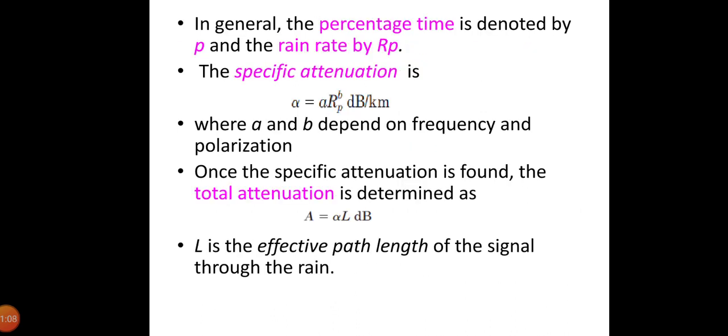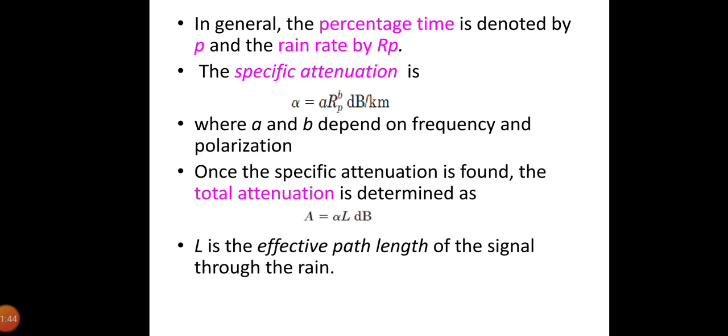The specific attenuation alpha is written as alpha = a × Rp^b, where a and b depend on frequency and polarization. Values of a and b are available, and these values will be used. The values of H and V refer to the horizontal and vertical polarization respectively. Once the specific attenuation is found, the total attenuation is determined as capital A = alpha × L dB, where L is the effective path length of the signal through the rain.